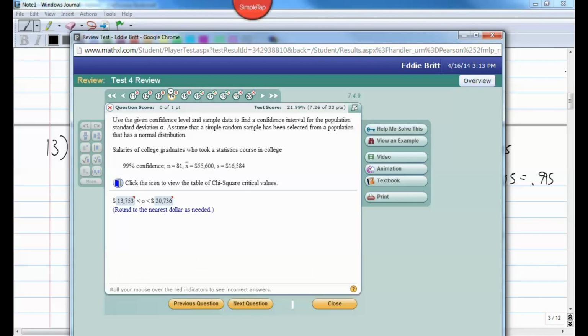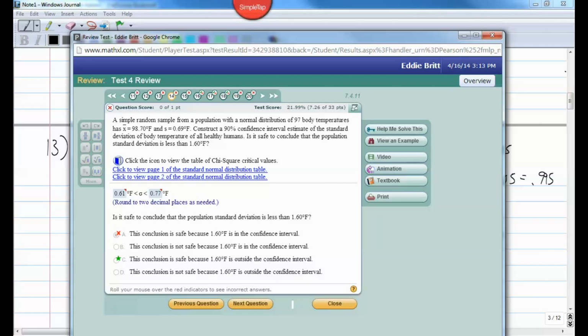All right, let's go to problem 14. A simple random sample from a population with a normal distribution of 97 body temperatures has a mean of 98.7 degrees Fahrenheit and a standard deviation of 0.69 degrees Fahrenheit. Construct a 90% confidence interval estimate of the standard deviation of body temperature of all healthy humans.